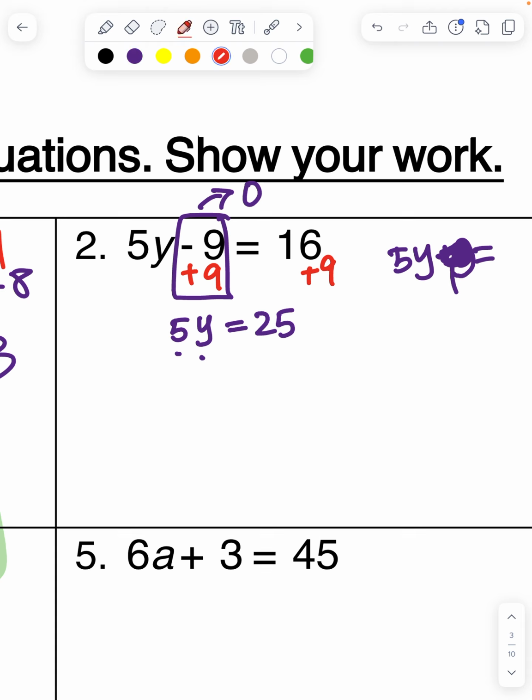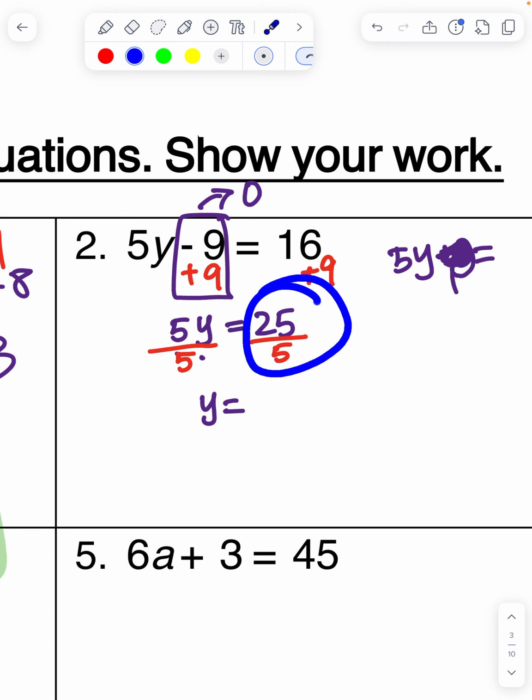5y means 5 times y. Multiplication. I need to undo the multiplication. So I'm going to divide both sides by 5. A fraction is a division, right? The top number divided by the bottom number. So 5 divided by 5, that's 1. Yeah, 1y. Normally we don't write the 1, we just write y. So y equals 25 divided by 5. 25 divided by 5 is 5, right? So the final answer is 5.